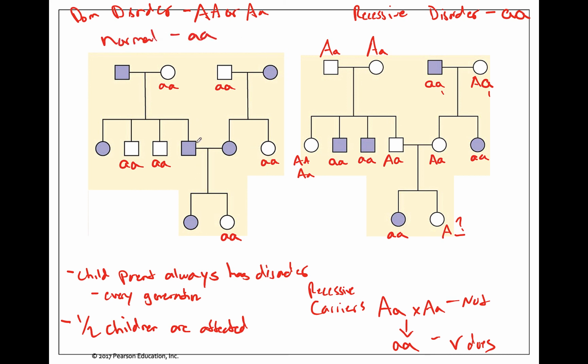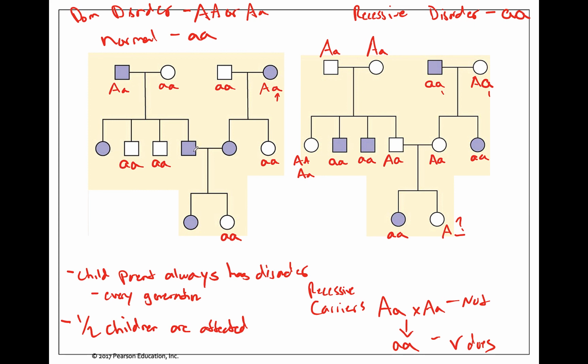And then we can try to fill in some of these dominant individuals. So in order for this person to have gotten 2 little a's, they would have gotten 1 little a from dad here, and then they would have gotten 1 little a from mom. So this individual has to be big A, little a. Same thing for here because they have 2 offspring without it, so this person has to be big A, little a.